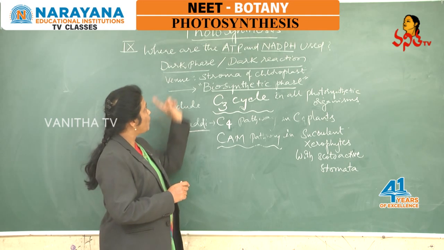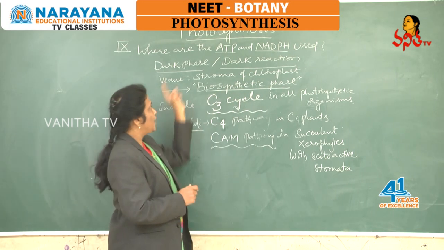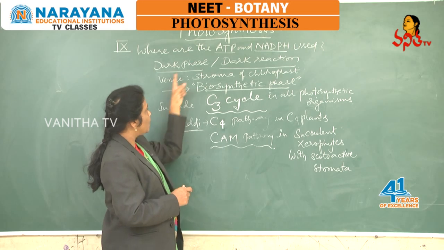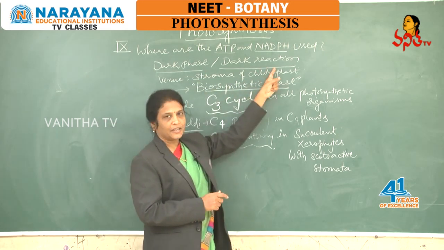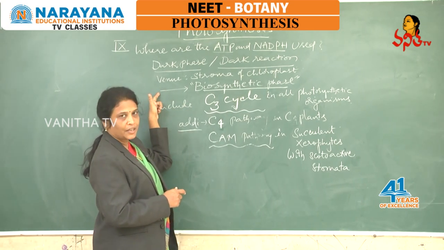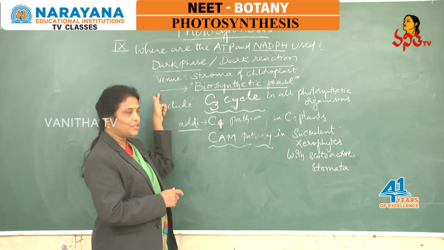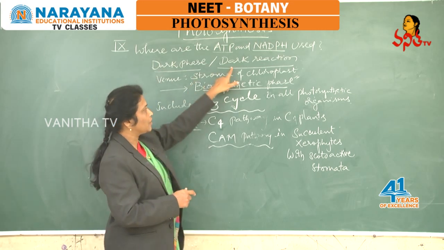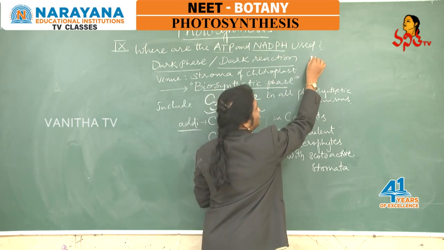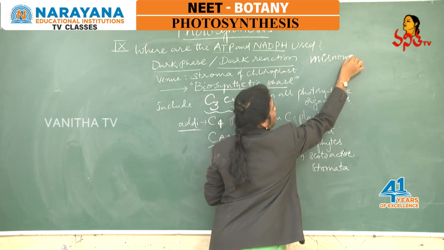Now, let us know where that ATP and NADPH are used. So, ATP and NADPH formed during light phase of photosynthesis are used during dark phase or dark reaction of photosynthesis. So, now let us continue with dark phase or dark reaction, what happens, where it occurs, and what are the different biochemical reactions that we follow. Dark phase or dark reaction is actually a misnomer. Misnomer means that it is named wrongly.